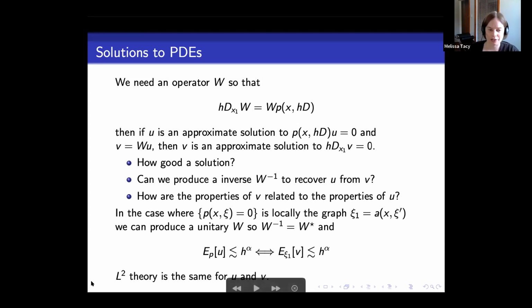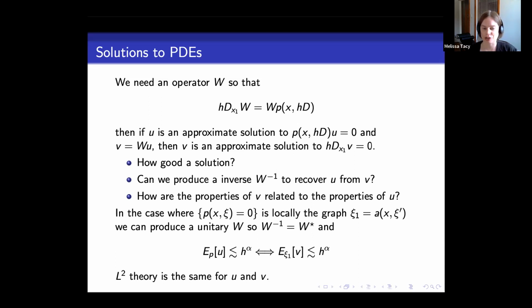So in the 70s, a lot of the L2 theory was worked out, and the L2 theory is very nice. So in the case that you're locally a graph, you can produce a unitary operator w that does this. So what this means is, yes, we can get an inverse. And if u is a quasimode of a certain order for p, then v is a quasimode of the same order for the hdx1 operator. So the operator w preserves the error as well.